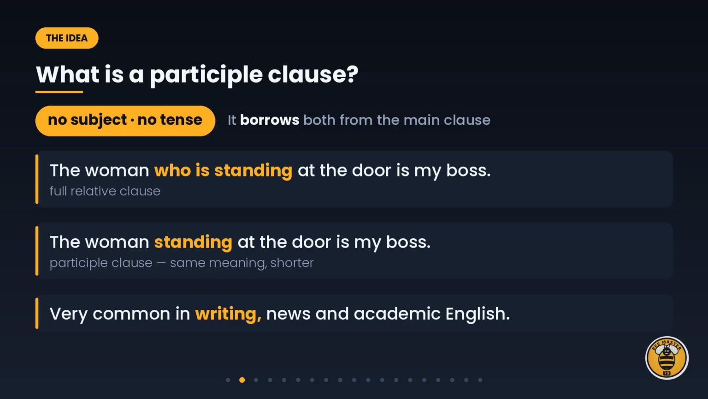So, what is a participle clause? It is a clause with no subject of its own and no tense of its own. It borrows both of those from the main clause. Look at this pair of sentences. The woman who is standing at the door is my boss. We can simply delete who is and we are left with The woman standing at the door is my boss. Same meaning, 2 words shorter, and it sounds far more like natural written English.